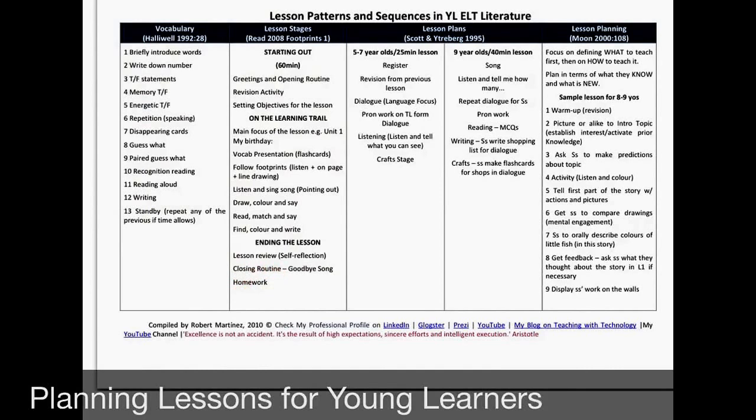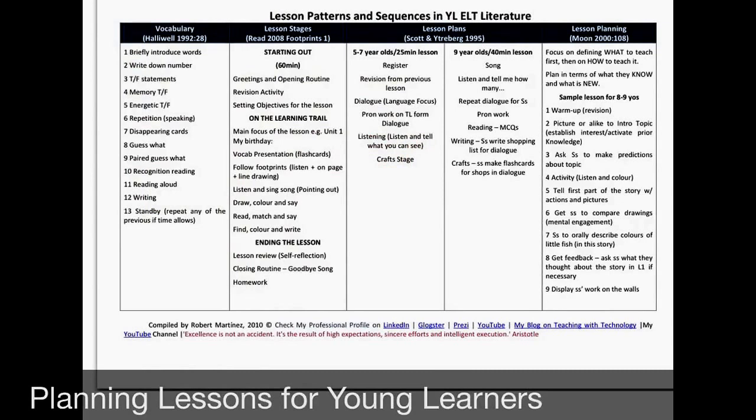I also looked at Scott and Ytreberg, and they suggest basically for very young learners, 5 to 7, 25-minute lessons which follow these stages. Call the register, revision of the previous lesson, have a quick dialogue where the language is embedded, work on the target language from the dialogue, and form the target language from the dialogue, then listen again and tell what they can see, and then a craft stage.